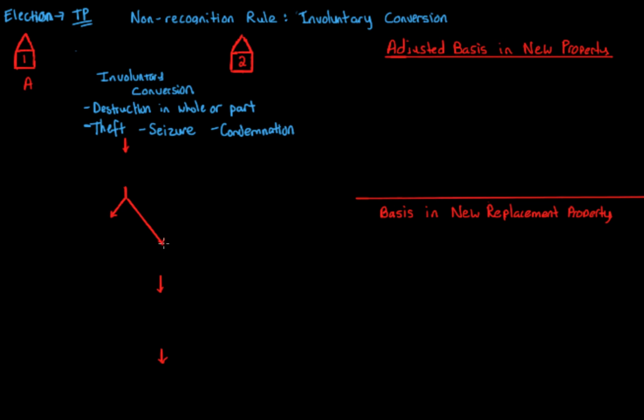You have to elect in. The default rule is you're not going to be able to not recognize. So you have to elect if you want this treatment. You have to elect in. Okay, so we have involuntary conversion, let's say.